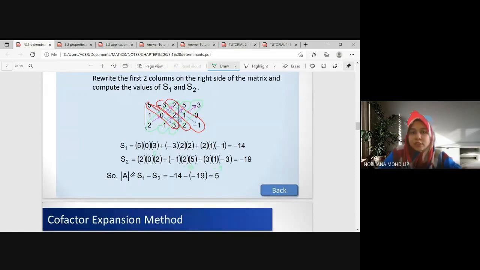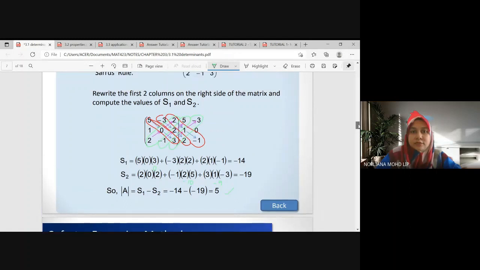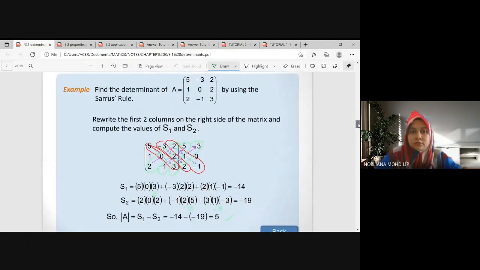Then we can find the determinant of A is equal to S1 minus S2, is equal to 5. Okay, any questions on this, the Sarrus rule? Can understand, right? You must look at the question to see what method it wants. Sarrus rule. So we use this method, the Sarrus rule, to find the determinant.